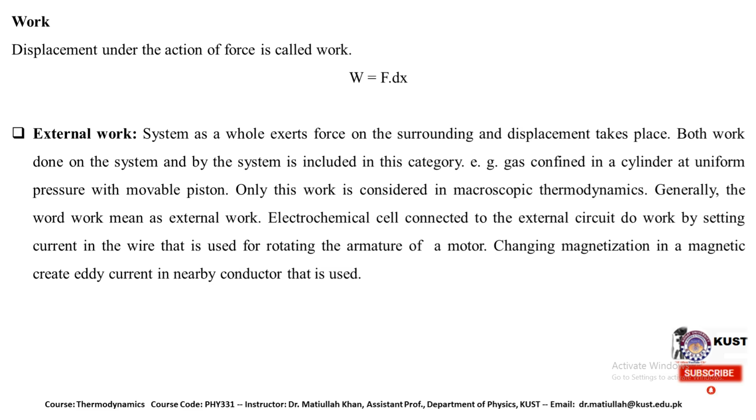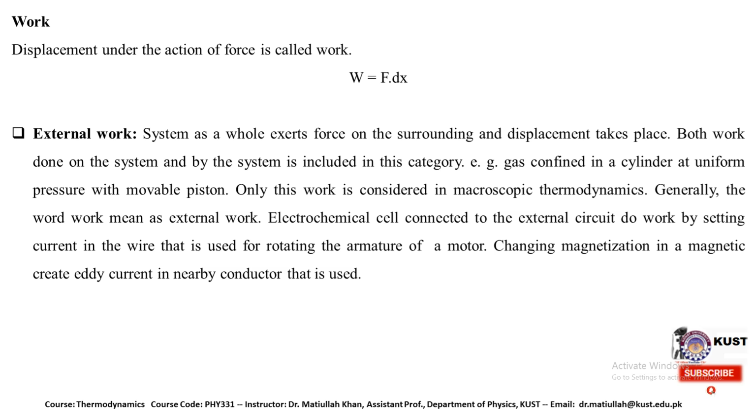The example of external work is a gas that is confined in a cylinder at uniform pressure with a movable piston. The piston can either move up, and the work is done by the system, and when some force is applied, the piston will move down, and this is work done on the system. So in both cases the work done is called external work, because the system exerts force on the surroundings and the displacement of the piston takes place. This work is actually considered in macroscopic thermodynamics, and generally when the word work is used, it means external work.